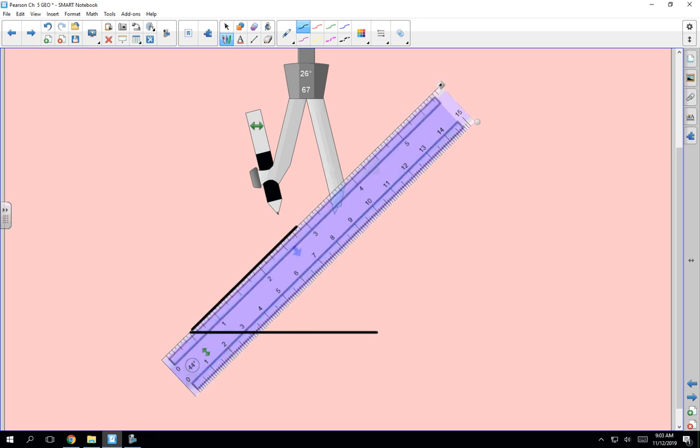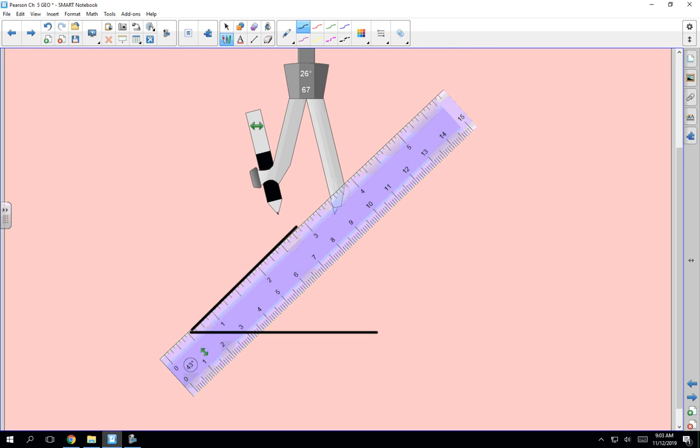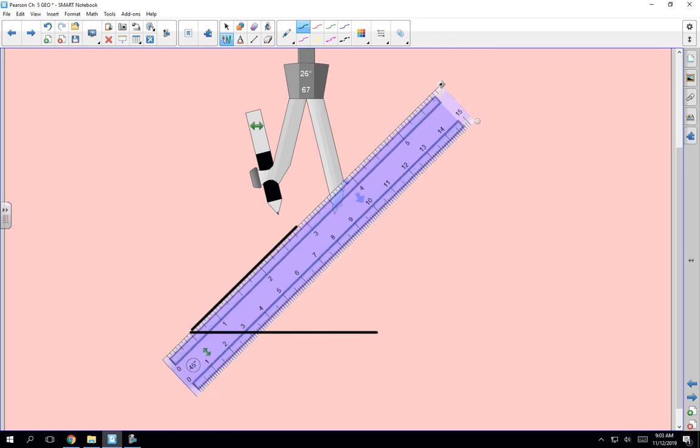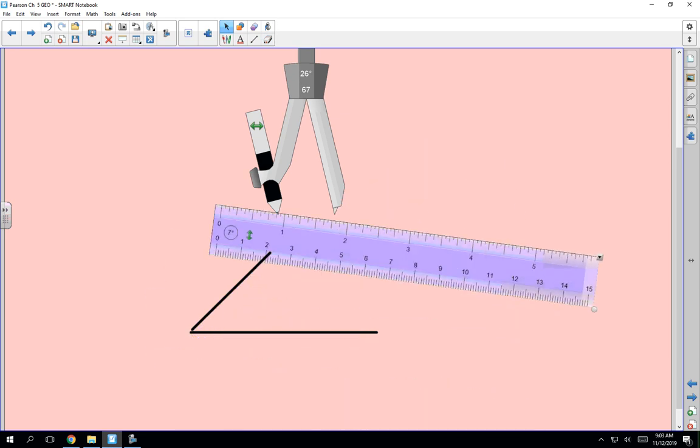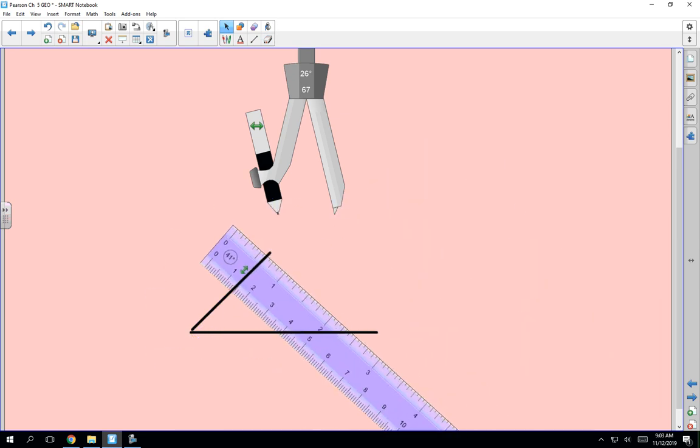Mine's looking kind of... I gotta make mine not squeak. Oh boy. Okay, we'll just stop right there. Okay, so draw your triangle.